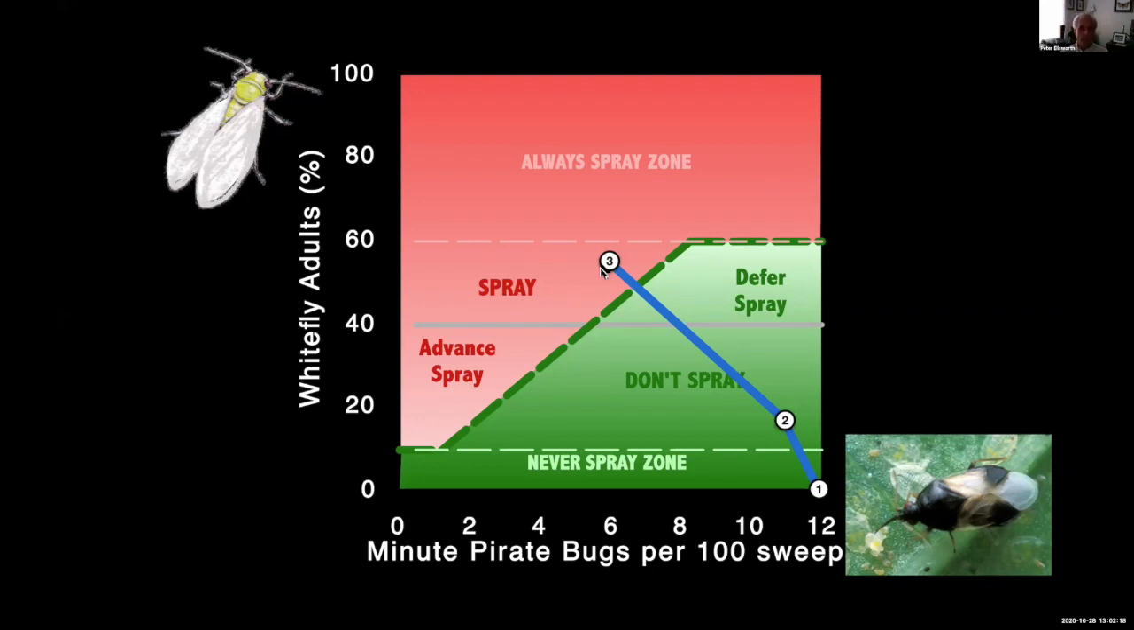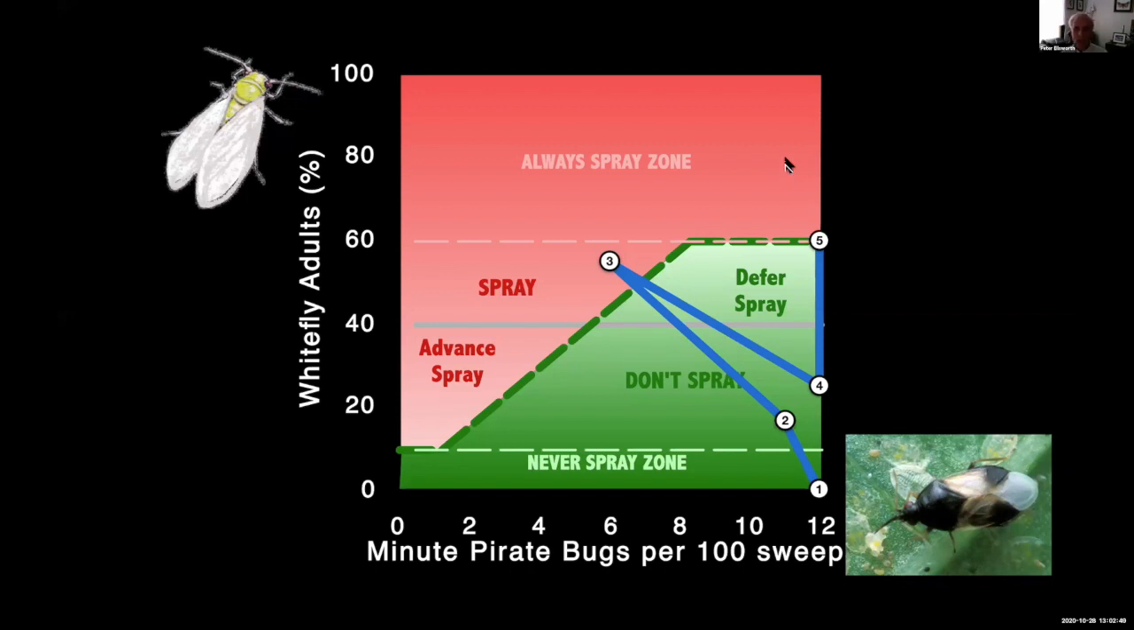And in this case, I elected not to spray because of what I knew was happening with those other predators. And I was rewarded for that decision because there's this battle going on between whiteflies and the predators. In fact, the whiteflies came back down and the aureus went back up, or the minute pirate bugs. And on our next date, we ended up right at that pucker point between deferring a spray and the always spray zone.